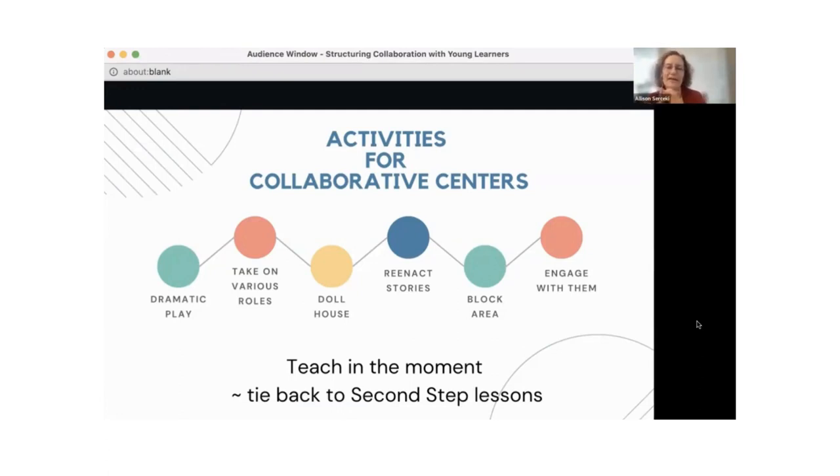The block area, we may not always think of as a great collaborative center, but it is, right? Think about how many of the kids are building things together. So helping them have conversation around what they're building and how they're doing it is a beautiful thing. Sometimes you probably have a few students who gravitate towards that center more than any other, so helping them have collaborative conversations. This is one of those places where you may want to limit the number of materials available so that they have to do some of that collaboration and sharing. And then engage with them.